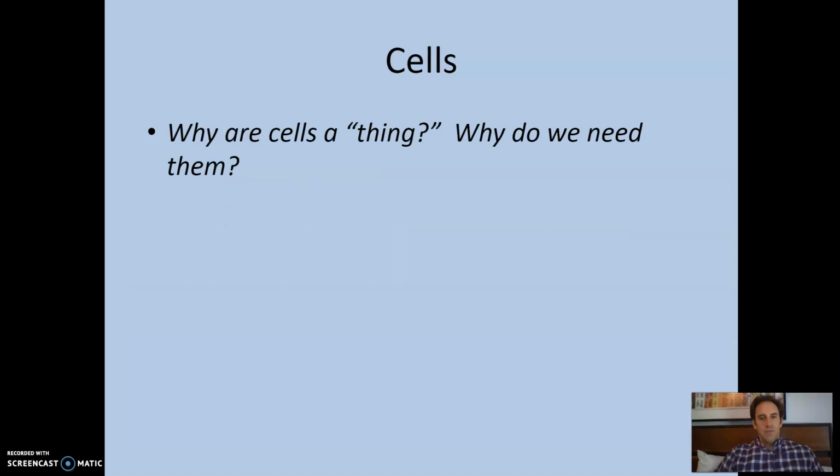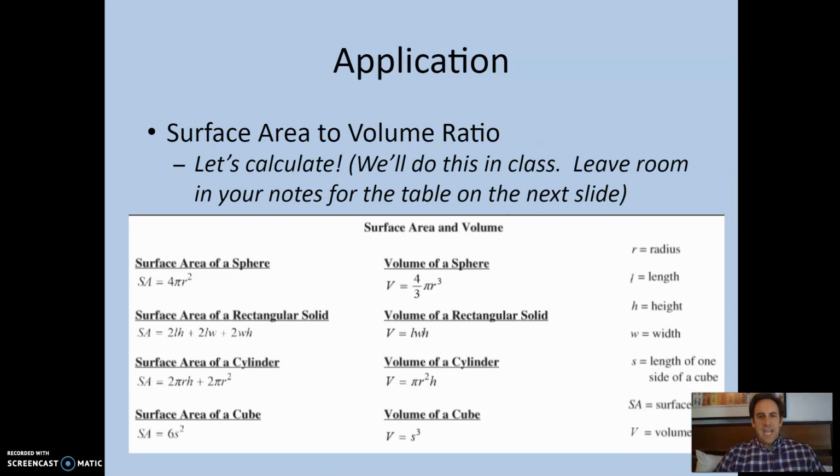Before we get into all the different parts that make up a cell, there's one final thing we need to address, and that is why are cells even a thing? Why do we need them? Why do they exist? Do we need lots of little tiny cells to make up my body? Couldn't we just have one big cell? The answer actually has a lot to do with math, and specifically the surface area to volume ratio.